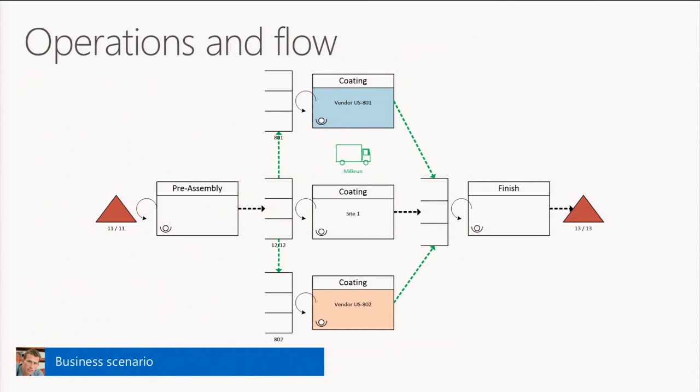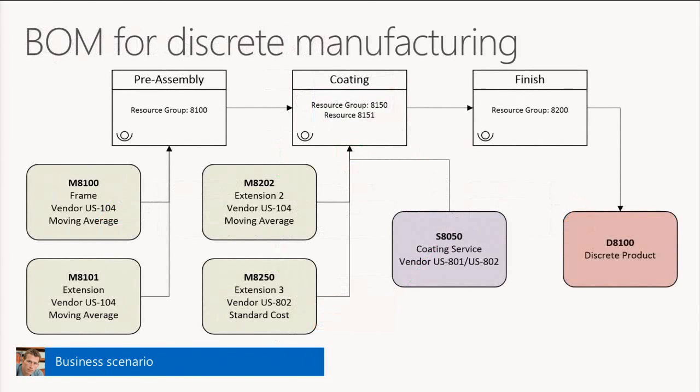So this is the scenario we're going to look at. We have three main operations: pre-assembly, coating, and finish. And the coating can be done either internally or at vendor US 801 or vendor US 802. And we're basically using a milk run to provision both vendors with the material and the semi-finished, and getting back the coated semi-finished from them. The BOM that we're using: in the pre-assembly we're consuming two components. In the coating we're consuming, besides the semi-finished, two other components. And then we have a finish that only consumes the semi-finished. On top of that, the coating service that actually represents the value of the work that the subcontractor adds is also related to the coating.